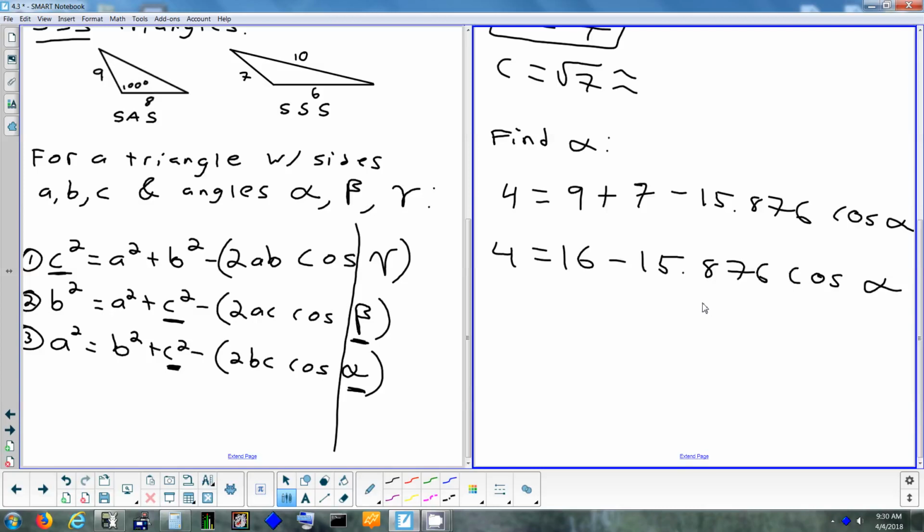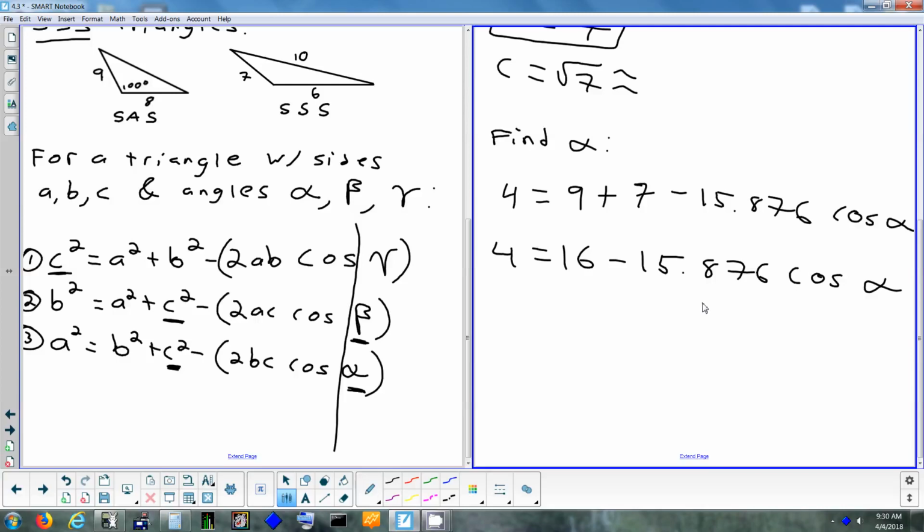15.876 cosine. Okay, so if we had a value for alpha, we've got some multiplication here, we would multiply it. But think of this as a variable. So we have a variable times a number. There's not really much I can do with it since I don't know the variable. But if I knew it, I would have done that at this point. Any other thoughts what I should do next?